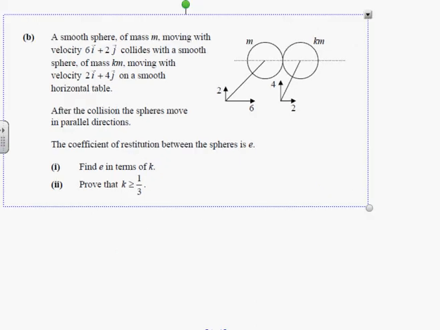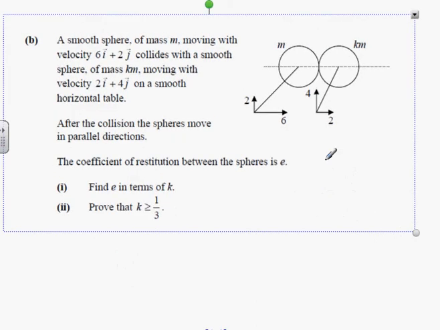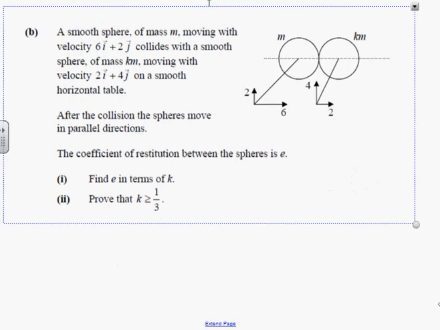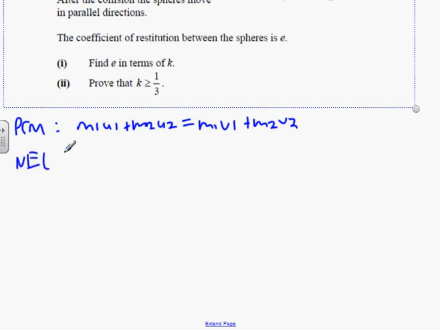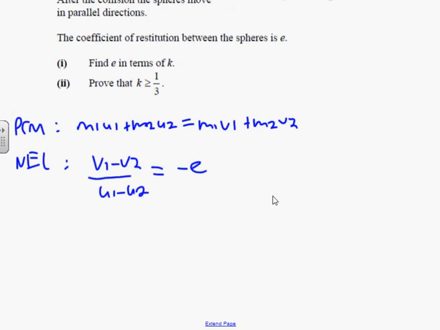So what we're going to do is a before and after picture like usual, and then we're going to set up our PCM and NEL. PCM being M1U1 plus M2U2 equals M1V1 plus M2V2. NEL working as V1 minus V2 over U1 minus U2, all equals minus E. First thing you put down every time, guys.